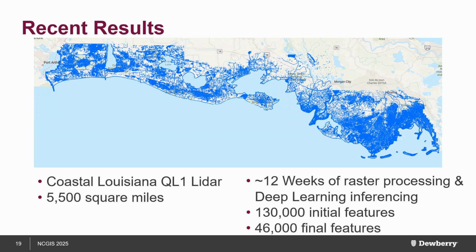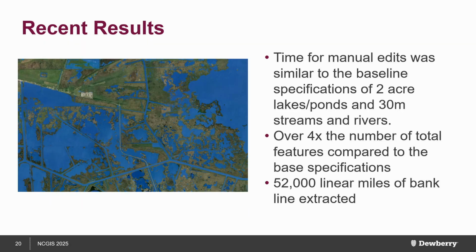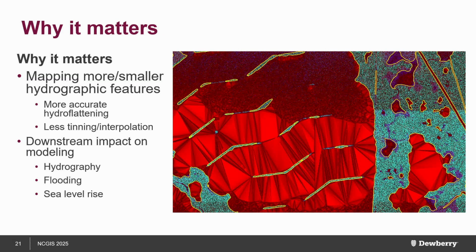We're not just unloading the model outputs. We're doing some programmatic filtering and dropping some predictions based on small size, and then we're doing manual edits on it as well. But the time for the manual edits is similar to the baseline, where we're manually deriving all of the 2-acre ponds and 30-meter streams and rivers. So we're taking the same amount of time in total to derive a much higher resolution data set with over 4 times the number of features compared to base specifications.